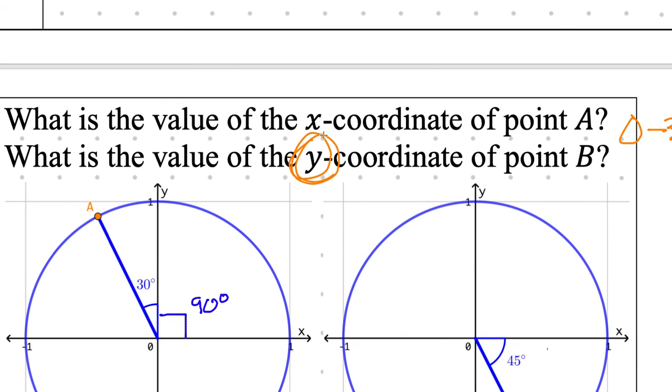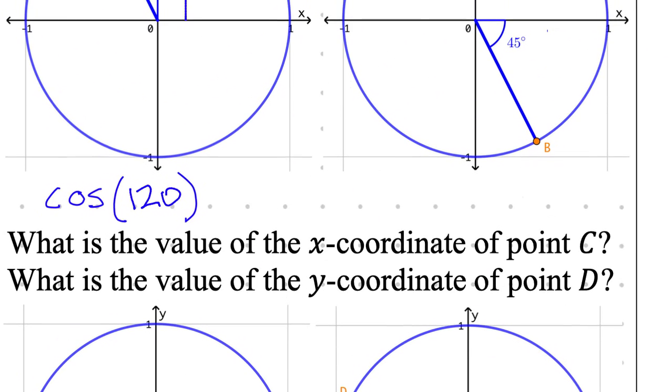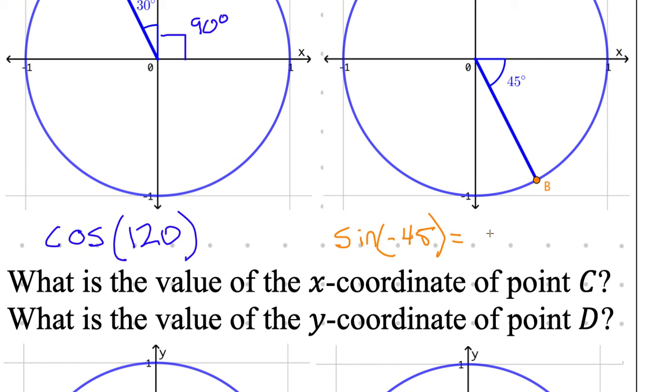If I'm doing the y-coordinate of point B, I'm talking about sine. So I could say sine of negative 45, but if I want to keep it with positive numbers, still less than 360, this is sine of what? So again, your hint, you're going to do a full rotation, 360 degrees, and then go 45 backwards from that full rotation. Who has it with a quiet raised hand?